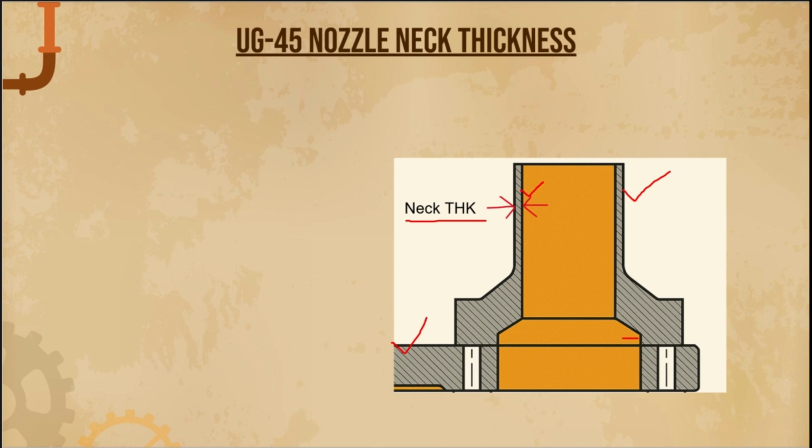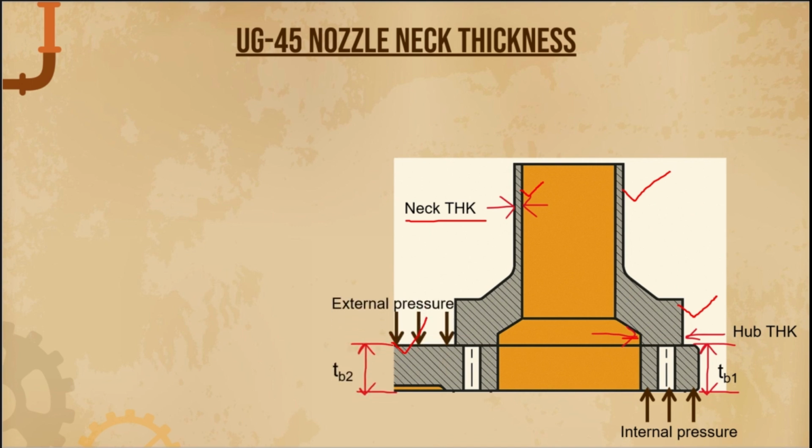Thickness under this hub area is nothing but hub thickness. And nozzle neck thickness is the pipe thickness. Two more important nomenclatures are there. TB1, that is the thickness of shell under internal pressure, and TB2 is the thickness of the shell under external pressure. So these are the important nomenclature you need to know before going to this UG-45 formula.